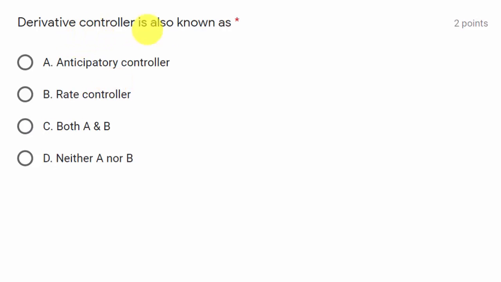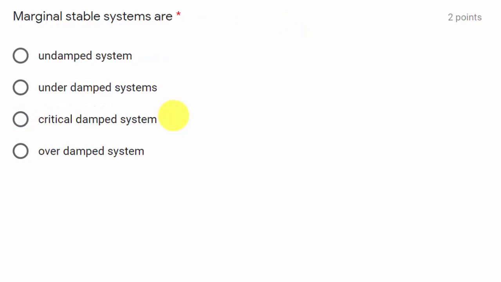Moving on to the third question, what is given is: derivative control is also known as. This derivative controller is similar to a high pass filter. So it is also called an anticipatory controller, or it is also called a rate controller. So the corresponding option that is going to follow is option C is correct.